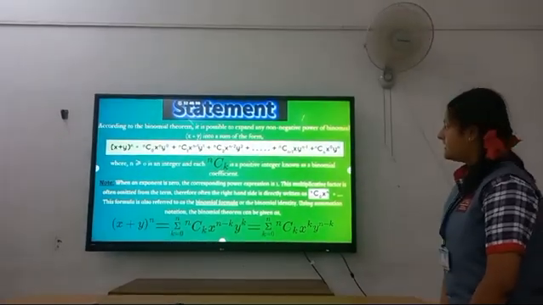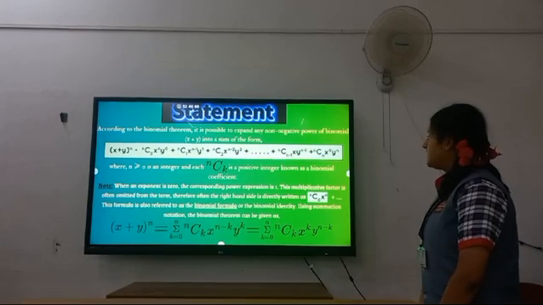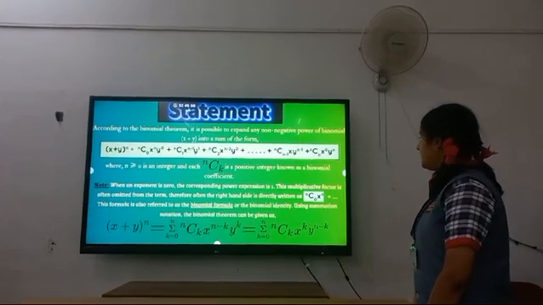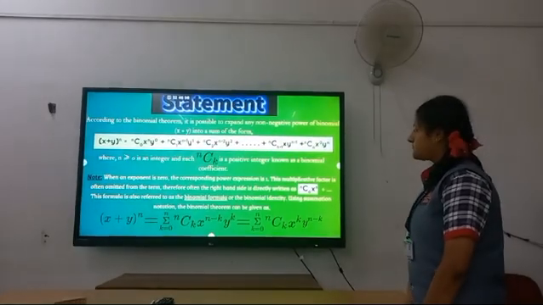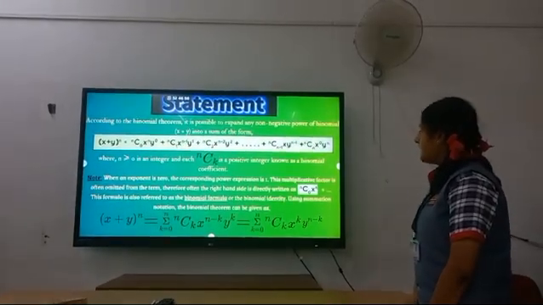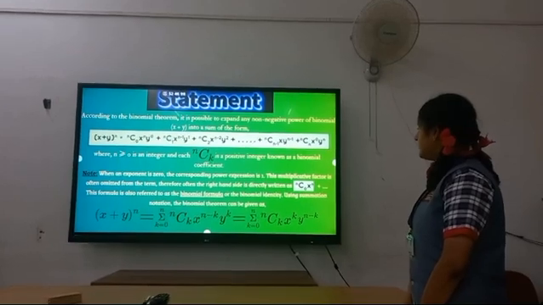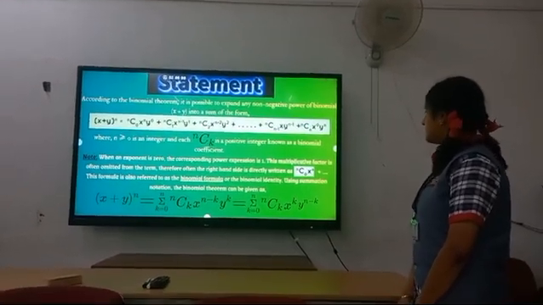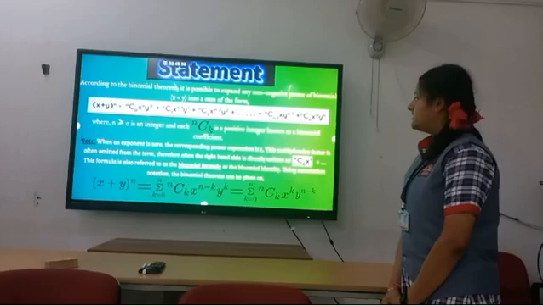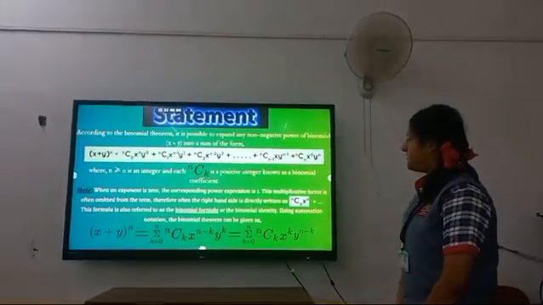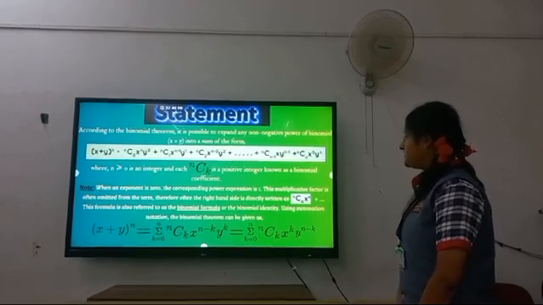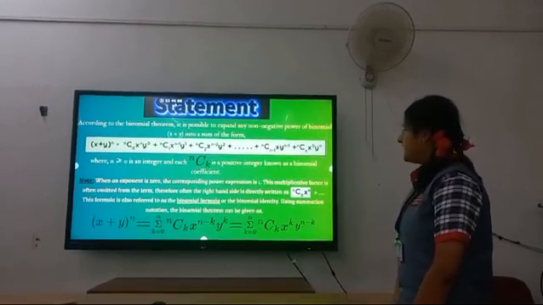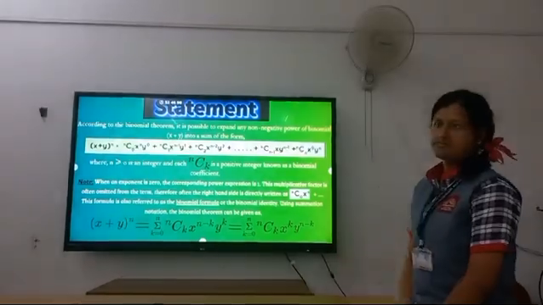Note, when an exponent is 0, the corresponding power of the expression is 1. The multiplicative factor is often omitted from the term. Therefore, often the right-hand side is directly written as nC0 x^n plus so on. This formula is also referred to as the binomial formula or the binomial identity. Using summation notation, the binomial theorem can be given as the following.